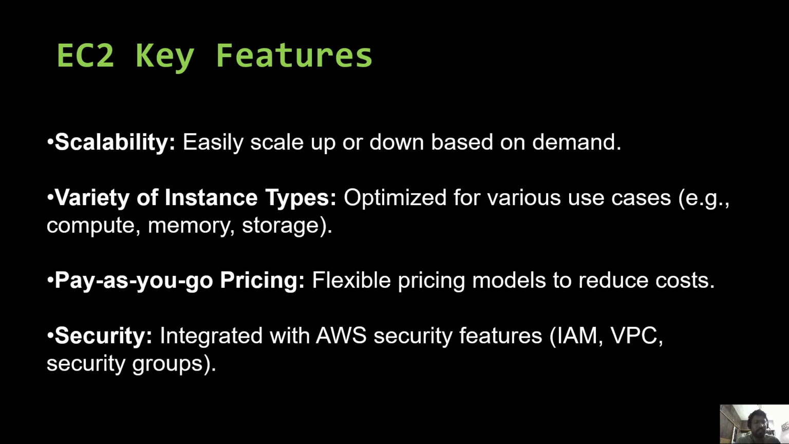The third one is pay-as-you-go pricing, wherein there are flexible pricing models to reduce the cost. Again, this point relates to point number one, wherein based on our need, we can increase the resources or decrease the resources. When the resources are increased, the pricing will increase. When resources are decreased, pricing will decrease. So it is a flexible model. When we need high resources, that time only we need to pay. When we don't need the resources, we can reduce them, and we can reduce the cost as well.